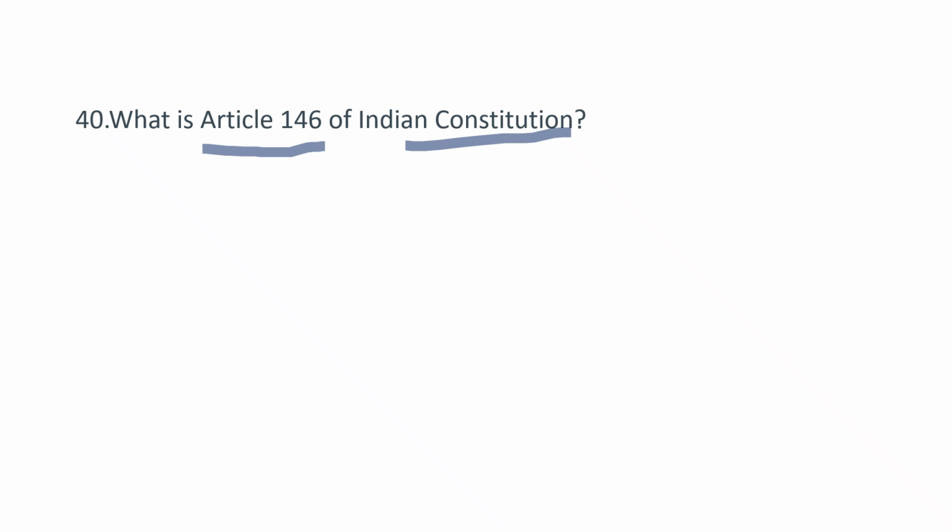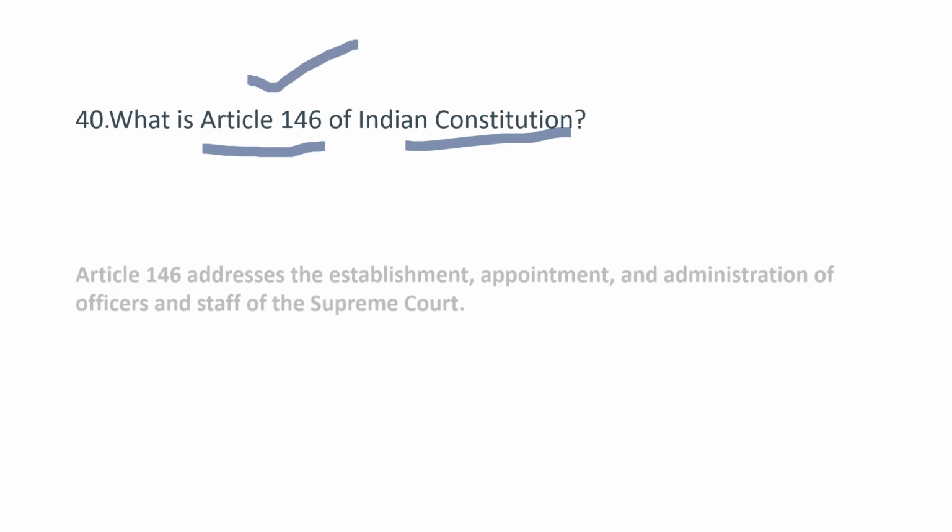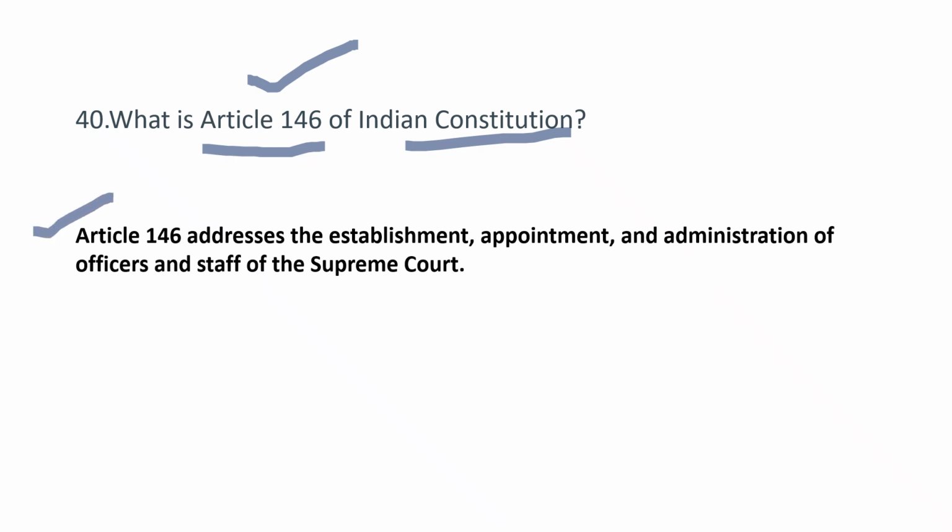Next question. What is Article 146 of the Indian Constitution? Article 146 deals with the staff and officers of the Supreme Court of India, and their appointment and administration is explained in Article 146. The answer is Article 146 addresses the establishment, appointment and administration of the officers and staff of the Supreme Court.